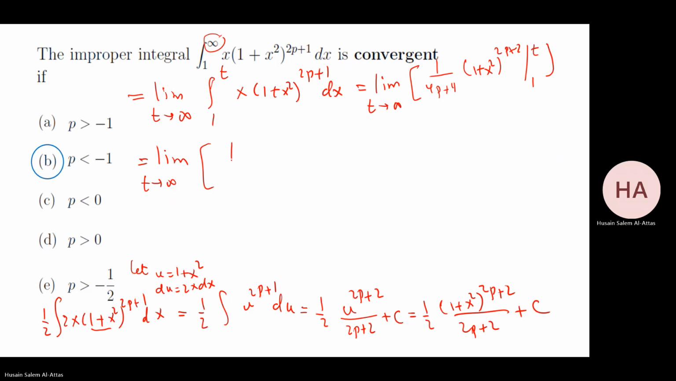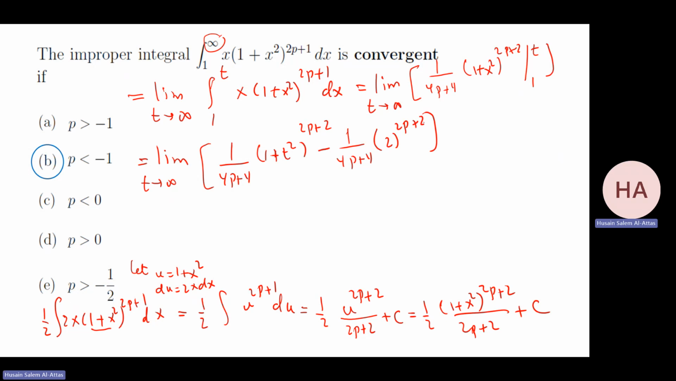of 1 over 4p plus 4 times 1 plus t squared to the power 2p plus 2, minus the substitution of 1, which is 1 over 4p plus 4 times 2 to the power 2p plus 2. We want this limit to exist. This limit exists if this power is less than 1.